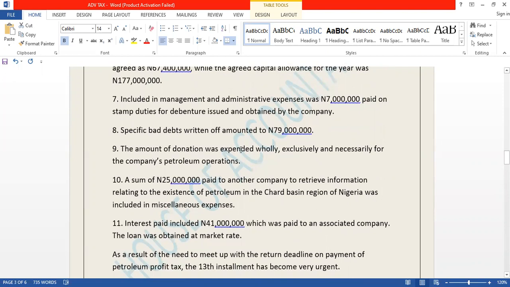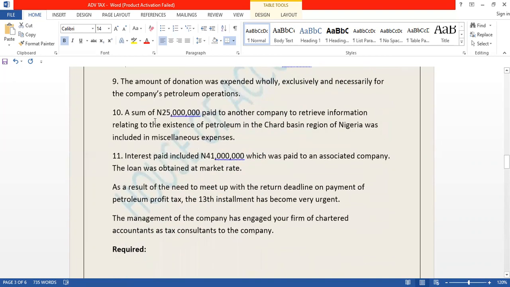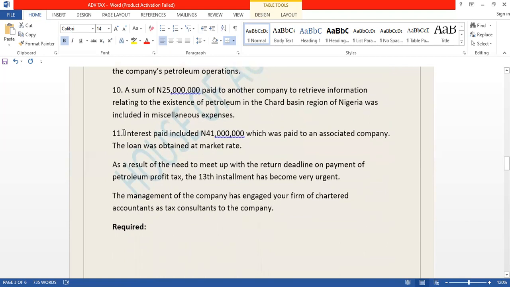Then the amount of donation was expended wholly, exclusively, and necessarily. So it means this is the one that is accepted. So when we get there, we are going to treat it as well. A sum of 25 million paid to another company to retrieve information. No issue. When we get there, we are going to adjust that. Then note 11, interest paid included 41, which was paid to an associated company, the loan was obtained at market rate. No issue.